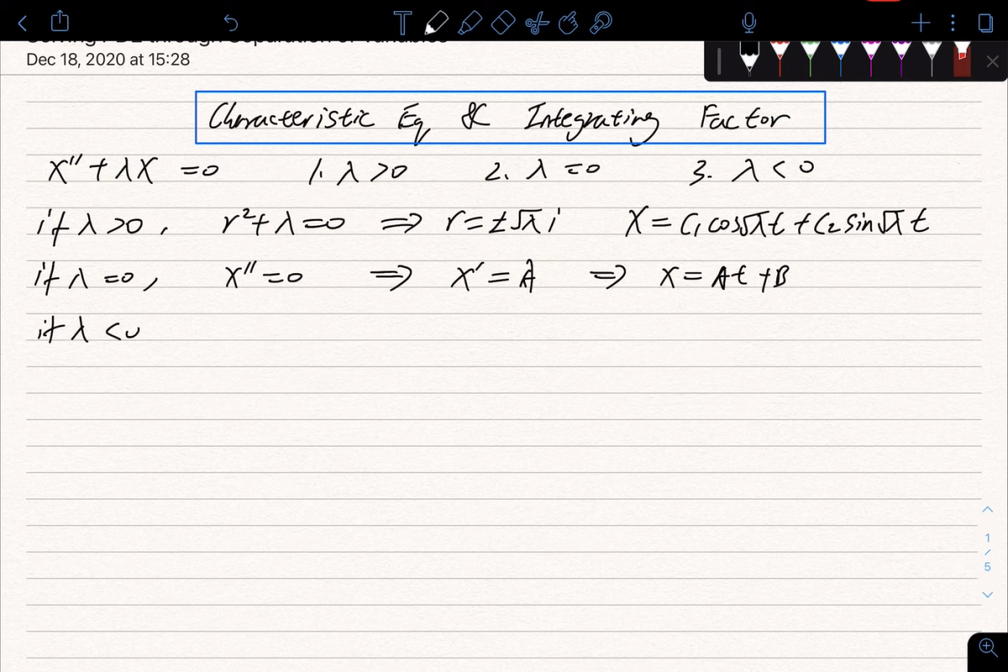If lambda is smaller than 0, our last case, r squared minus lambda equals 0, and then similar to case 1, r equals positive or negative square root of lambda, no i. And then x equals c1 e to the square root of lambda t plus c2 e to the negative square root of lambda t. So this is what you should know about characteristic equations.